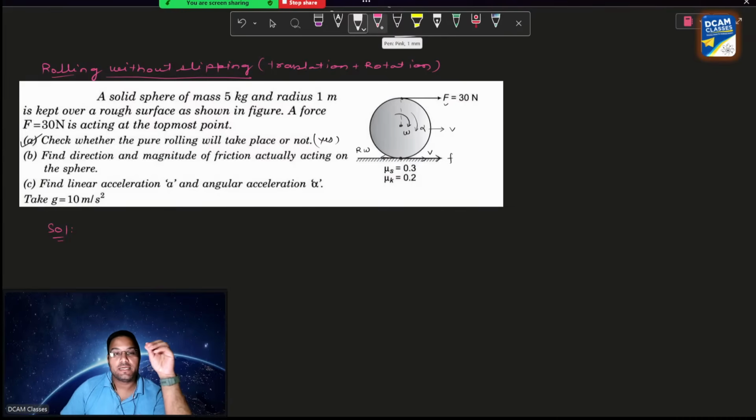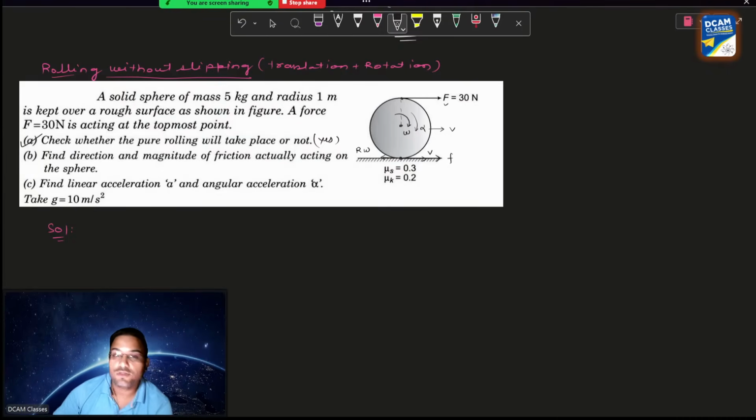Now find the direction and magnitude of friction actually acting on the sphere. Direction of the friction force we have actually found, because the first tendency of the body is to rotate. Then the bottommost point will be having the velocity towards the back. It will be r omega initially. So it is slipping towards the back. So the friction force will be acting forward. Magnitude we have to find.